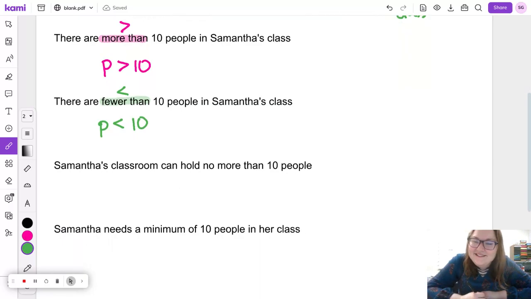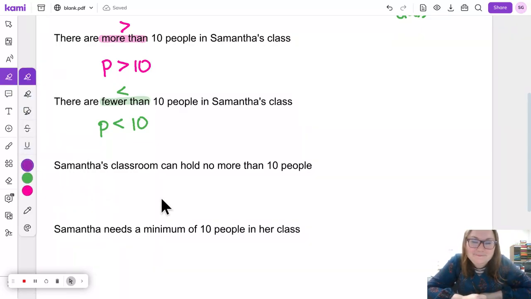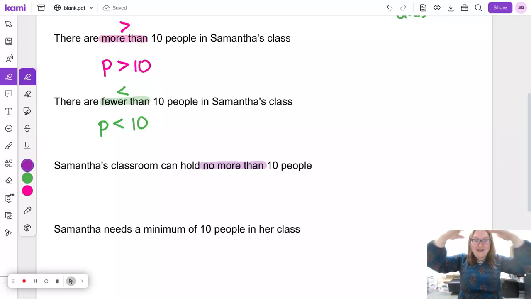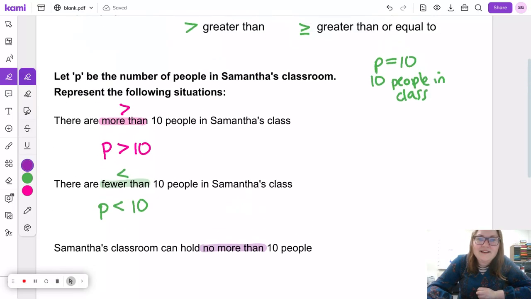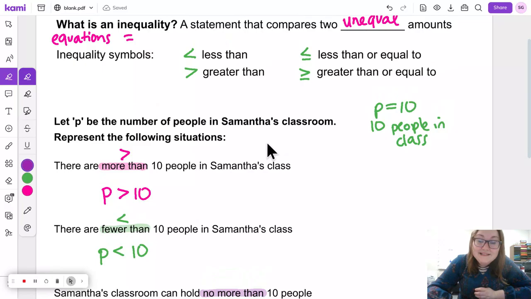There's two more like that. The third one says Samantha's classroom can hold no more than 10 people. What are those important words there? No more than. Think about what that means, no more than 10 people. If my room can hold no more than 10 people, that means 10 is that maximum. It can't go more than 10. So if I'm thinking about what are the possibilities, well, it could hold 10 people. I just can't go over 10. It could hold 9, 8, 7. We're describing numbers that are less than 10.